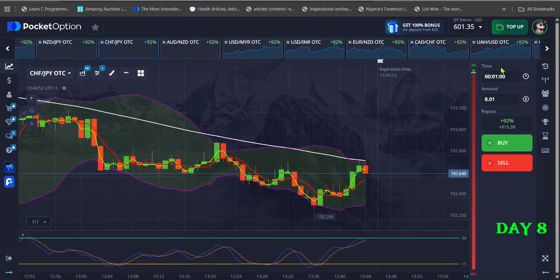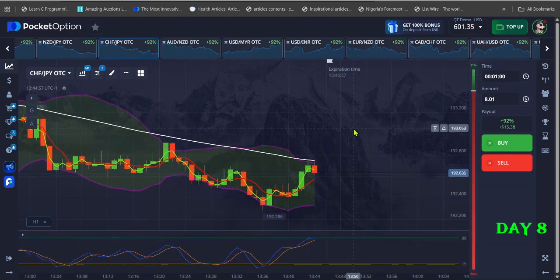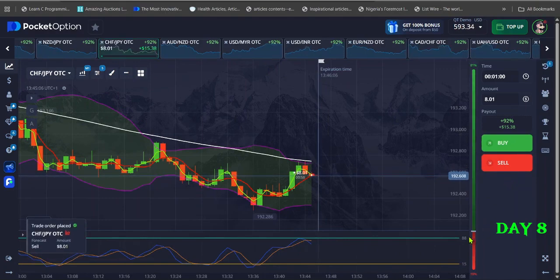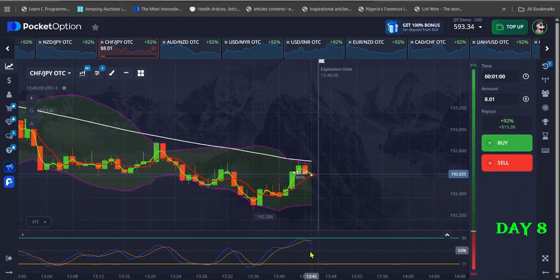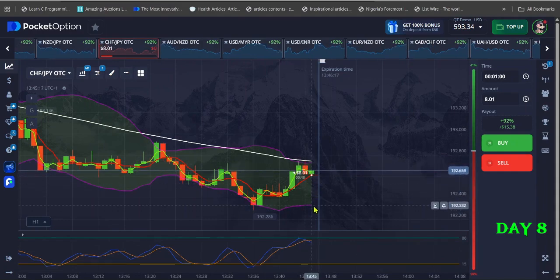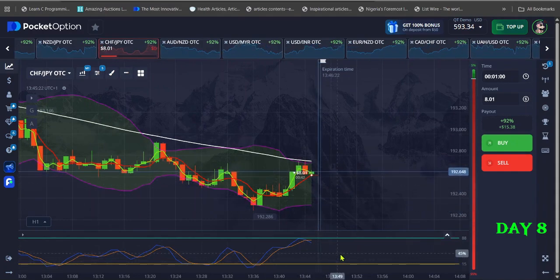The reason I'm putting my trade expiry to 1 minute is because I do not want our trading sessions to last too long. So I'm going to take a sell here. I hope we get in early. Okay, I'm taking a sell here because price has touched both the moving average and the upper Bollinger Band, which should serve as a resistance to push the price downward. But let's watch and see if we'll get profit at the end of 1 minute.